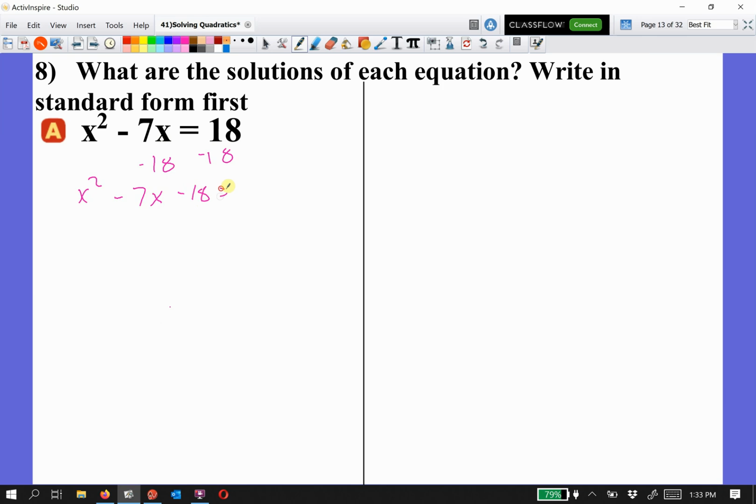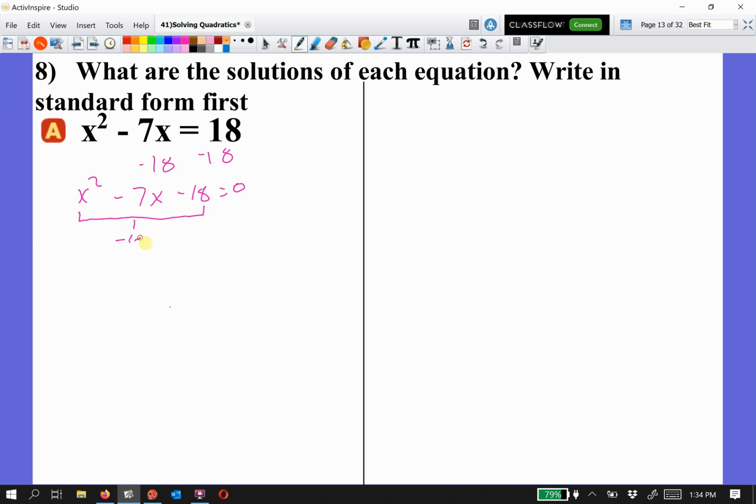minus 18 equals 0. And some of you may ask me, well, Mr. Dracup, why didn't I say negative 7 minus 18? Remember, that has an x. This does not. So I can't add them together. Once I get here, start factoring.